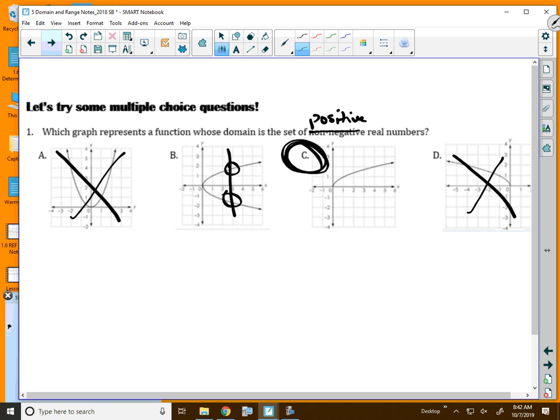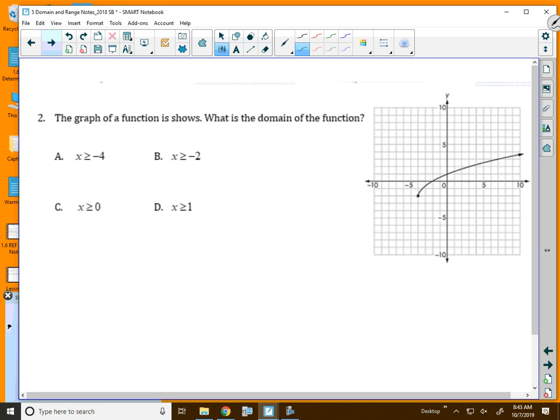The graph of a function is shown. What is the domain of the function? We haven't written x this way, but you can think it's -4 and greater, because it's going towards infinity on the x-axis. So which one is -4 and greater? It would be A. Another way of looking at that is, that's the only answer that has -4 in it. So you might get something like that that's a little bit easier.